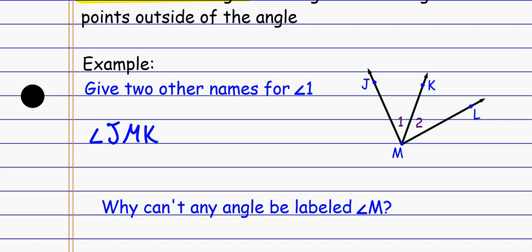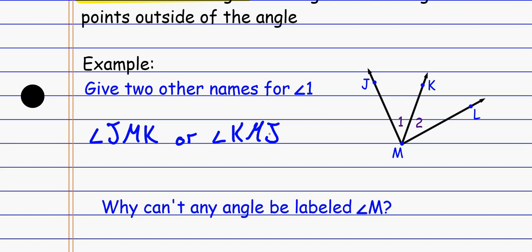That would be an acceptable name for this thing. And again, think about tracing it. Start at J to M to K. I've drawn the angle. Or I could use something like angle KMJ. Again, if I start at K, draw to M, draw to J, I've drawn that angle.